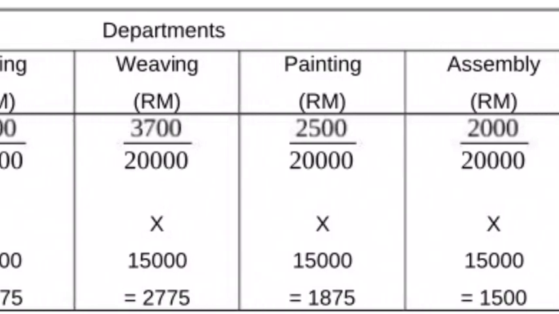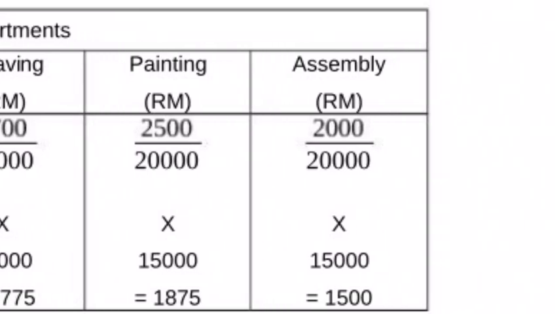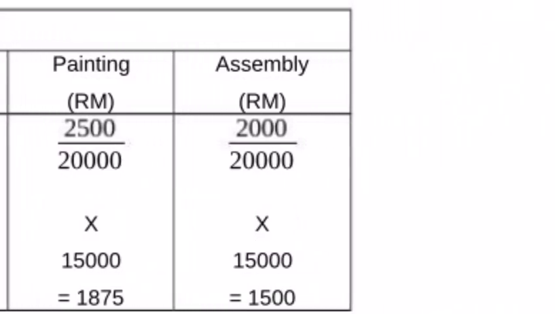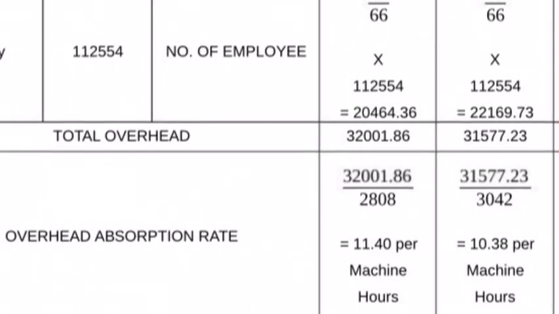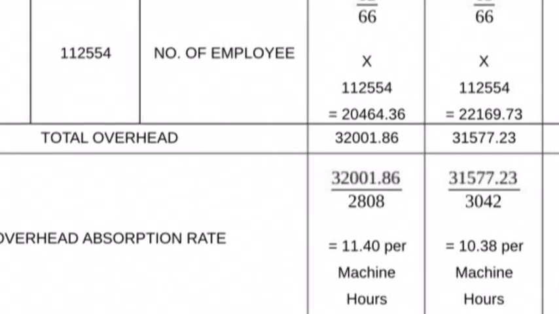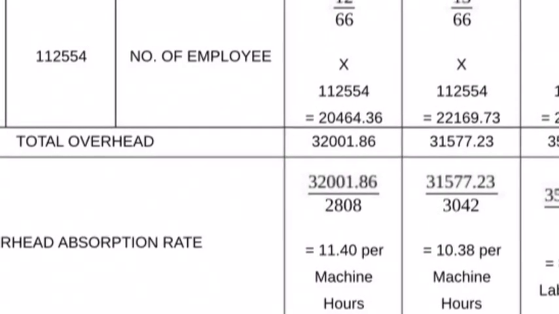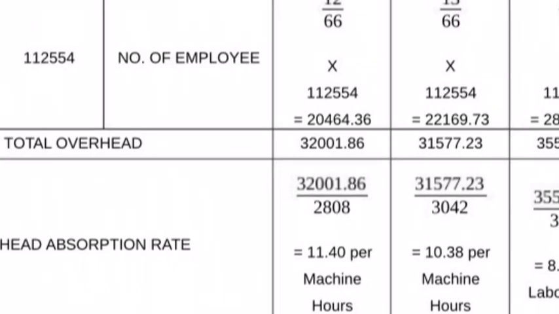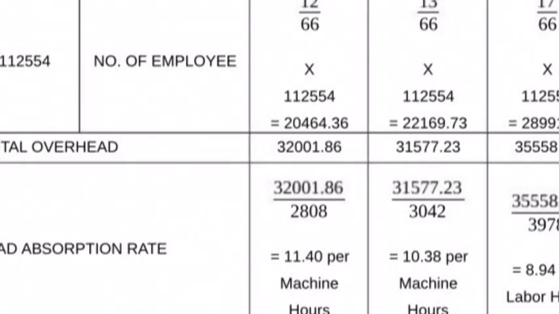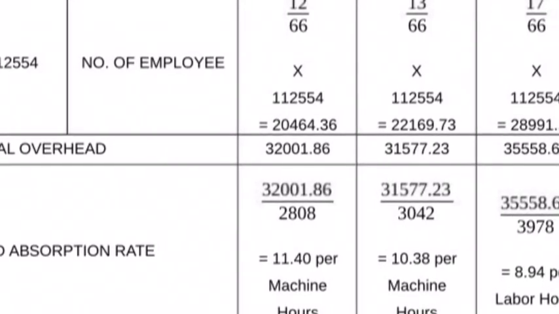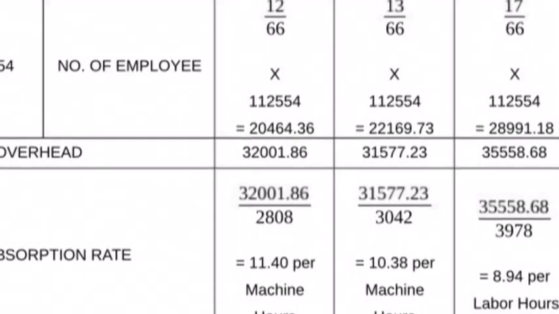Then we apportion it to all departments. The value of portion is divided by the basis of the apportionment, and then times the amount of overhead, and you will get the total for every department. So we have to list all the overhead incurred in producing the product. After that, we add all of it, and we will get the total overhead. To calculate OHA, the total overhead must be divided by the machine hours or labor hours. And you get the OHA per labor hour or machine hour.